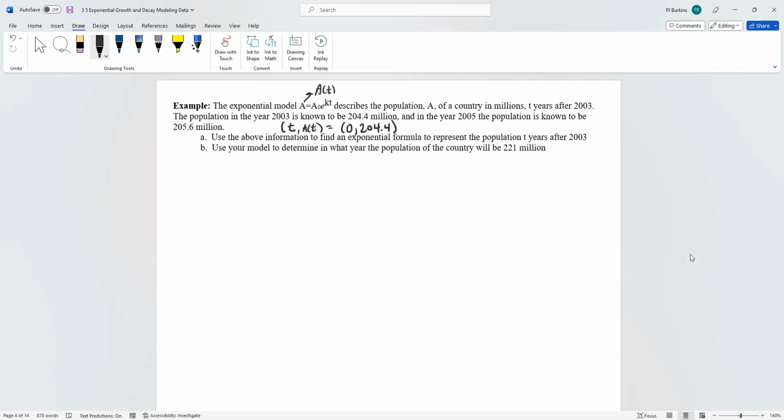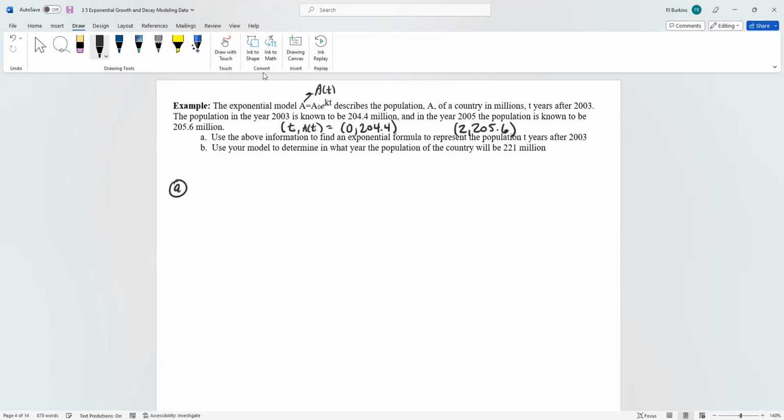They then go on to give us another ordered pair. They say in 2005, which is 2 years from that, we have 205.6. So we have 2 points that lie on this curve. Now, why is that important? Because it's going to allow us to solve for all of the pieces that we don't have. So it says, use the above information to find an exponential formula to represent the population T years after 2003.